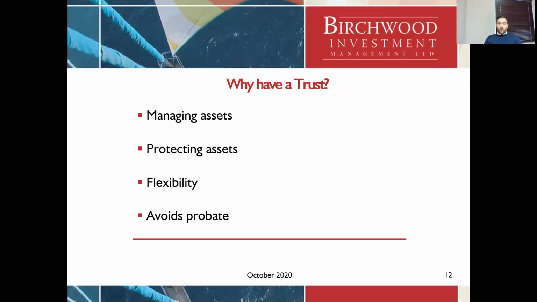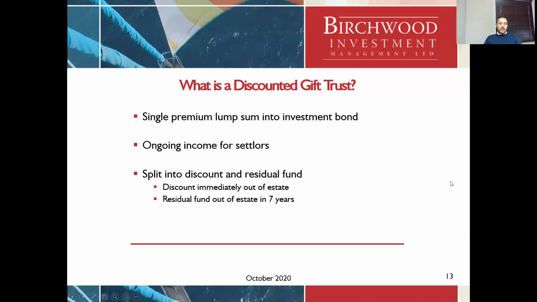As mentioned, in some but not all cases, placing assets into a trust would usually mean that the individual gifting the assets has no further access to them, especially if the aim of the trust is to mitigate or reduce exposure to inheritance tax. There is a specific type of trust that does allow access whilst removing assets from the estate. So let's look a little bit closer at that special kind of trust we've mentioned and find out what a discounted gift trust is.